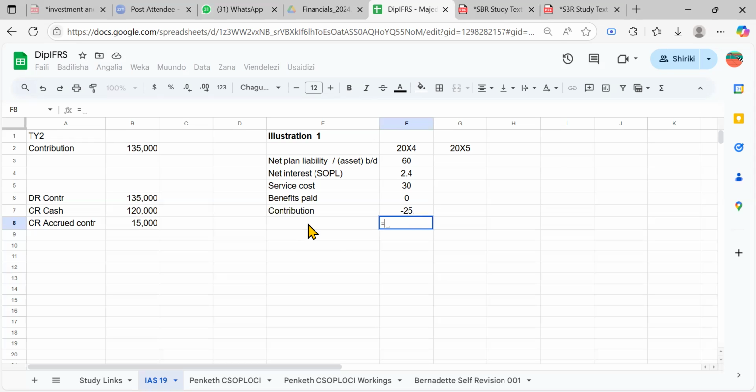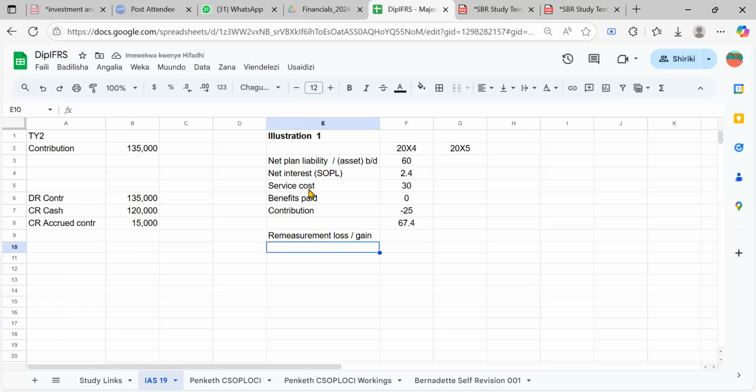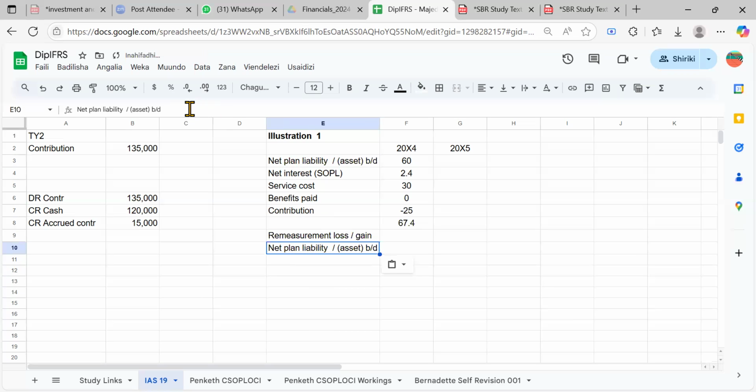How much do we get? Let's sum our figures from 60 to negative 25. We get 67.4. Yes, and after that, we now have our remeasurement. Remeasurement should be a remeasurement gain or loss. Remeasurement loss or gain. And now we have our net plan liability or asset. You take it down here. But this is the balance carried down, not balance brought down. This is the closing balance.